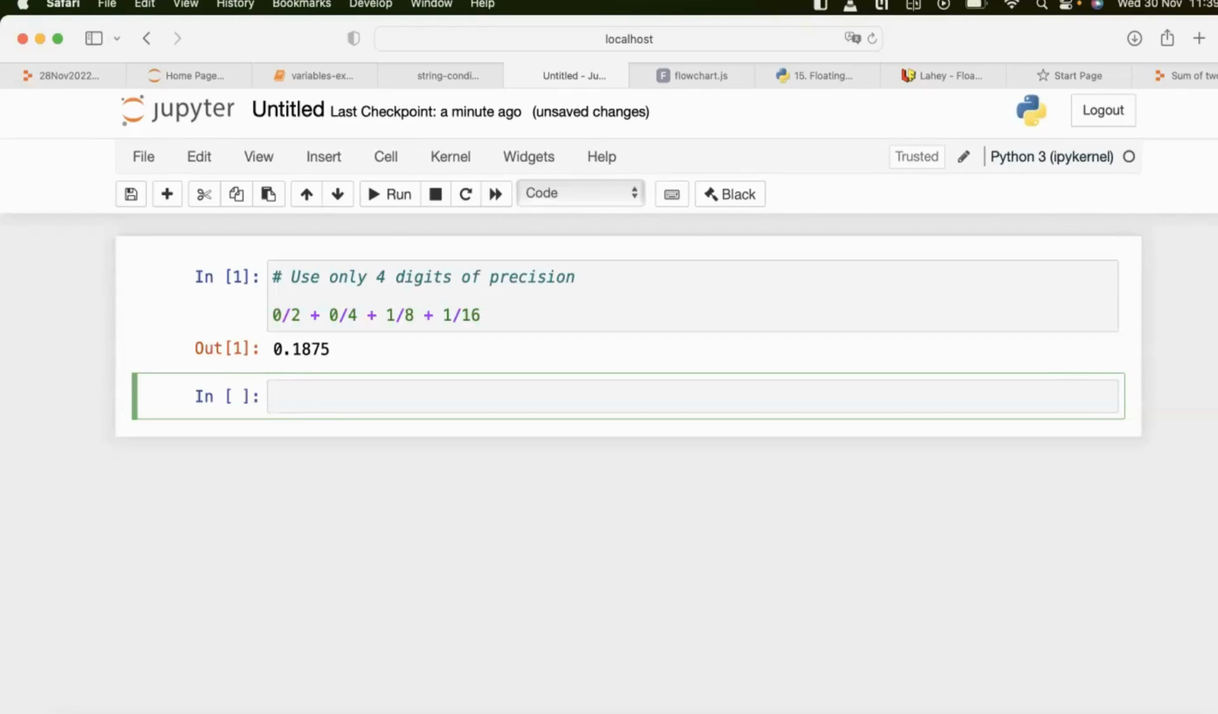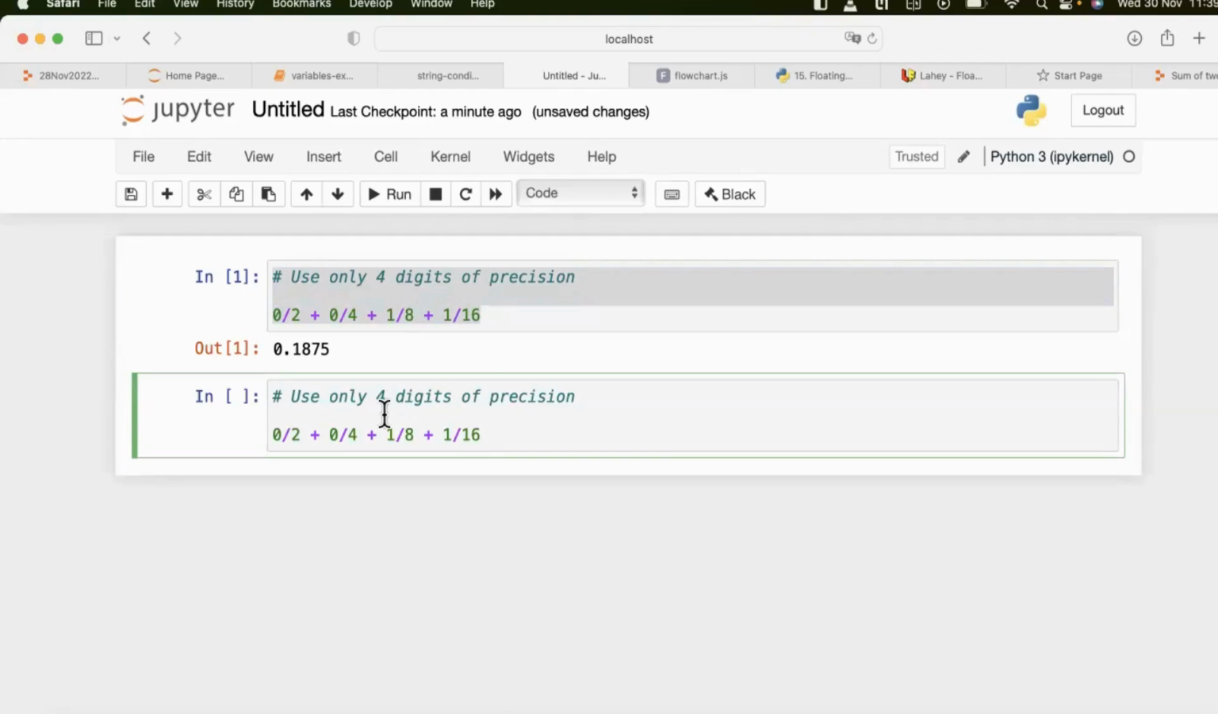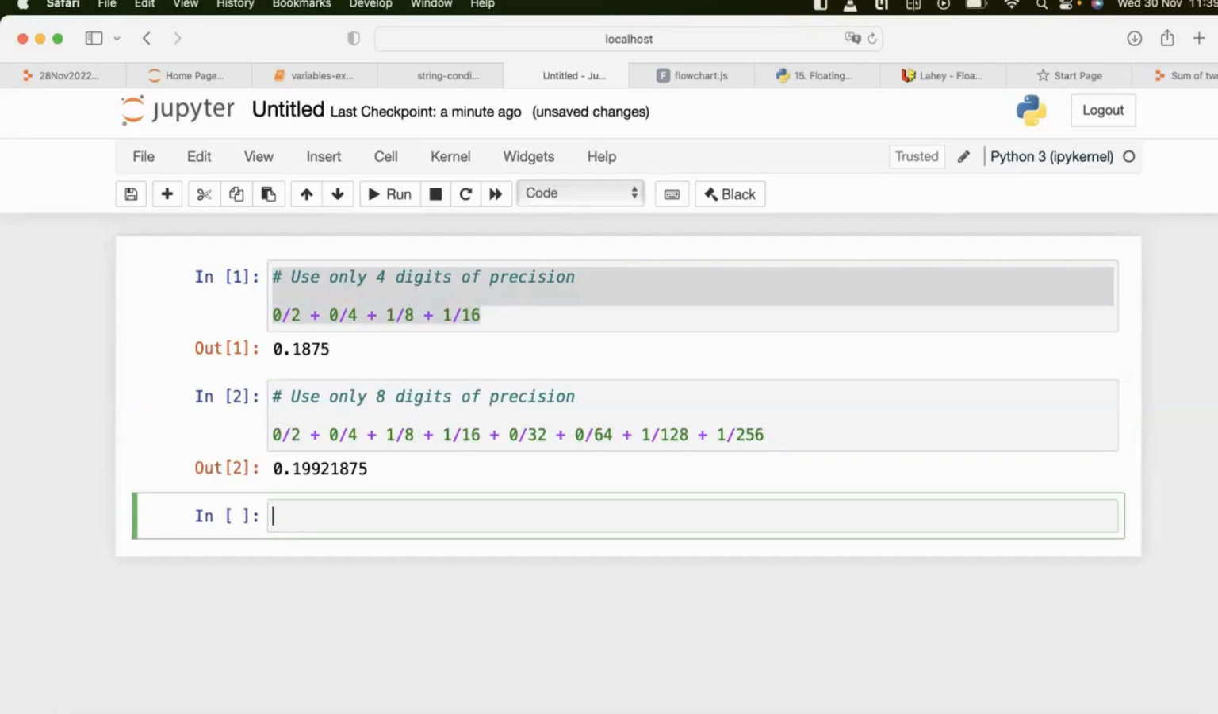But if we had this sequence repeating, so if we had 8 digits of precision, plus 0 over 32 plus 0 over 64 plus 1 over 128 plus 1 over 256. I'm doing it very inefficiently; I should have written a loop, but I'm just showing the number that we'll get. Is this a better approximation already? This number is already much closer to the number you're trying to represent. If we keep doing this, we'll get very close to 0.2, but we'll actually require an infinite series to represent 0.2 exactly.